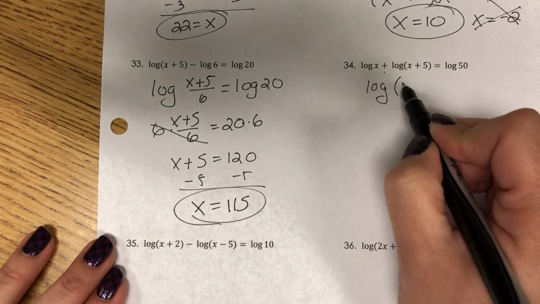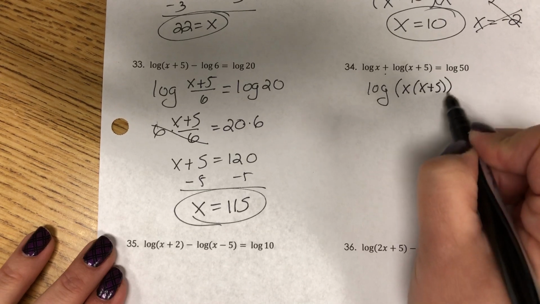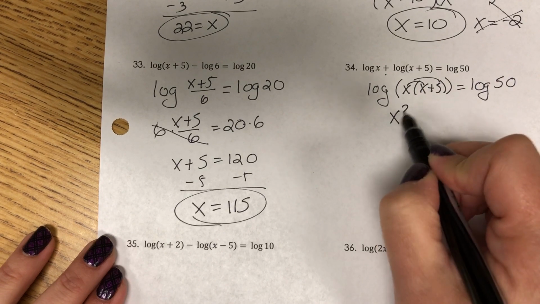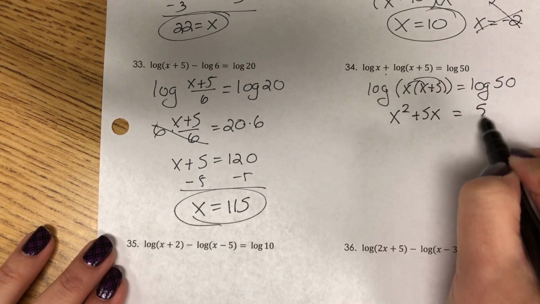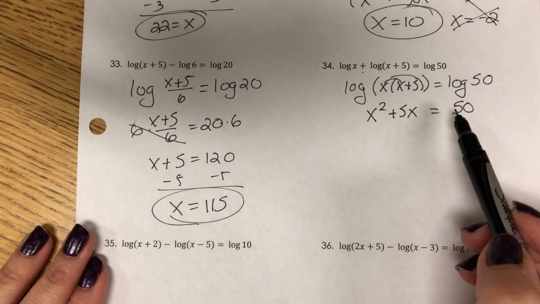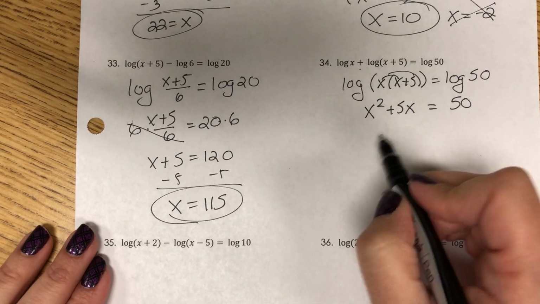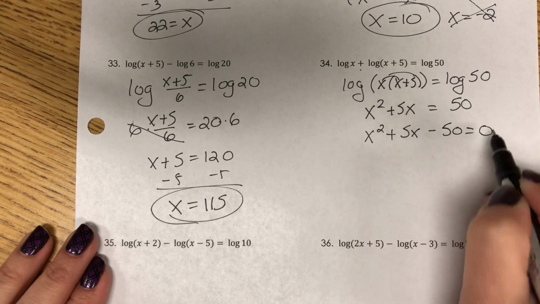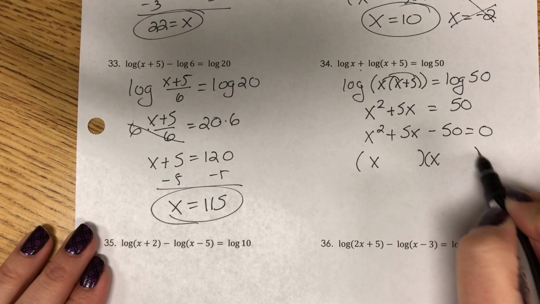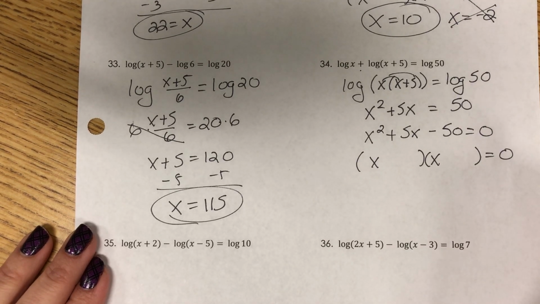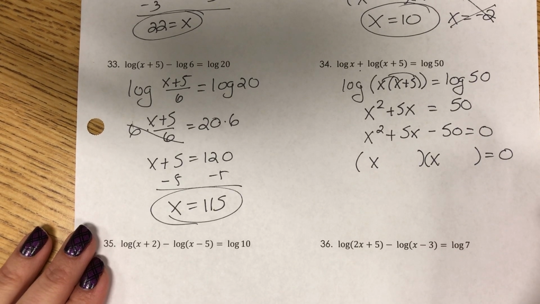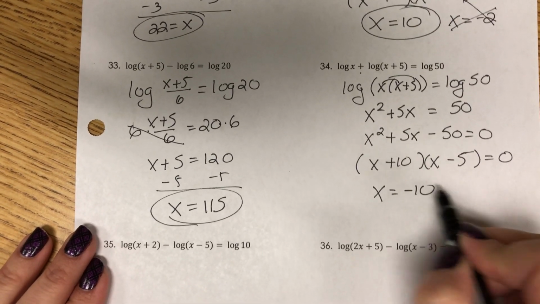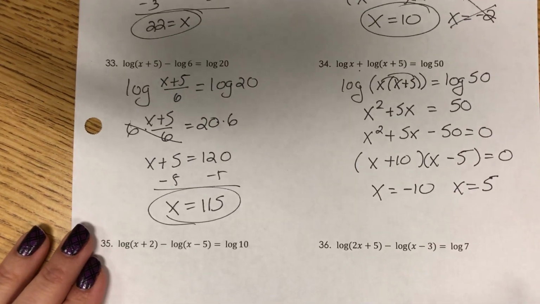Another multiply the arguments problem. I'm going to distribute my x. And I can eliminate the logs since they're the same on both sides. Subtract the 50. And factor. What multiplies to negative 50 that adds to 5? Oh, we're going to do positive 10 and negative 5. Set each factor to 0.